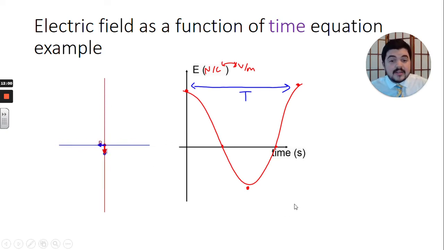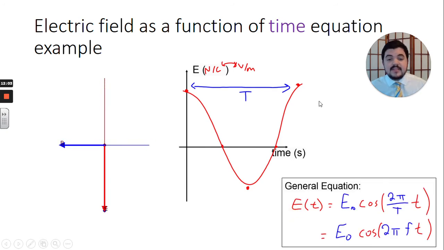And the equation that describes this graph might look like this. We've got our electric field as a function of time now, not as a function of position, is equal to your electric field amplitude, E subscript 0, times the cosine of 2 pi over T, capital T that is, for the time period, multiplied by an arbitrary time, lowercase t. And since frequency and periods are inverses of each other, you can also write this as your amplitude times the cosine of 2 pi frequency times an arbitrary time, lowercase t.